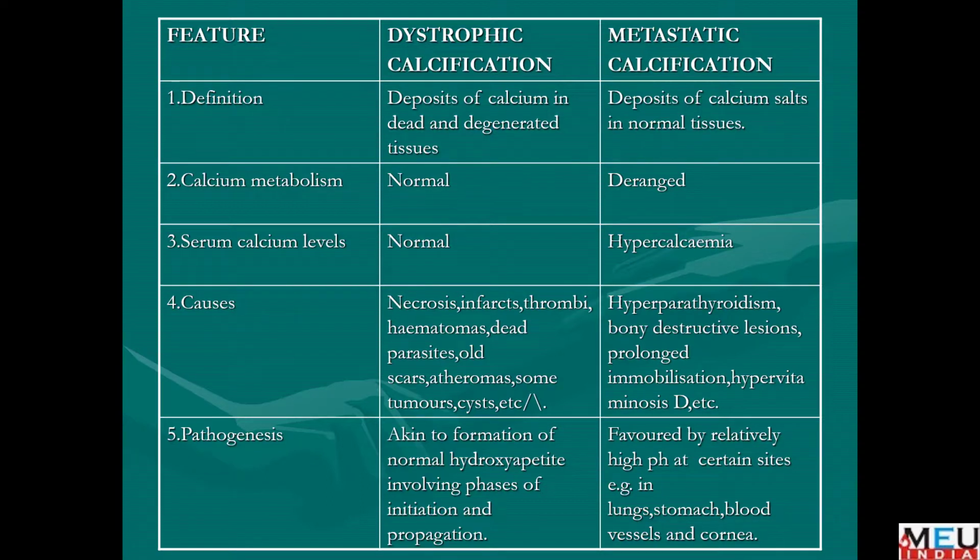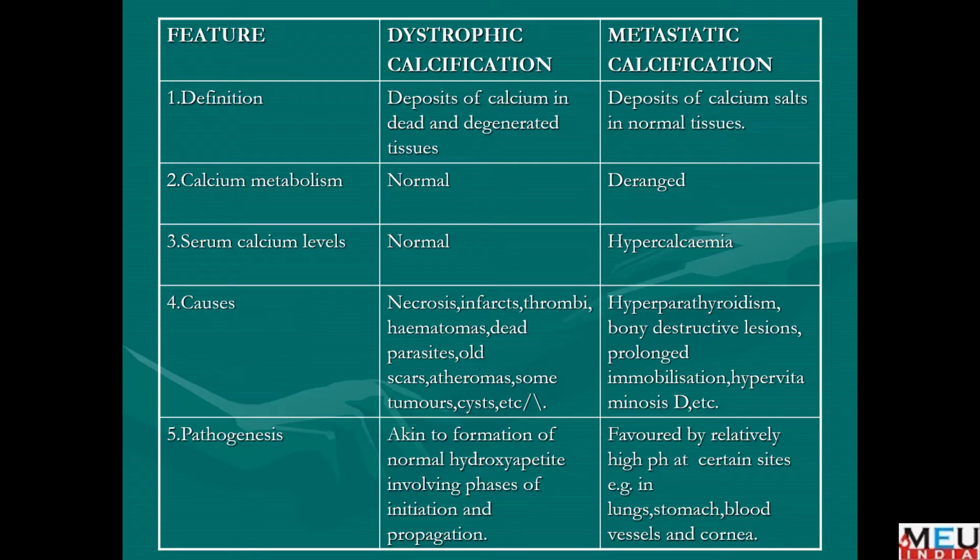The causes of dystrophic calcification are necrosis, infarcts, thrombi, hematoma, dead parasites, old scars, atheromas, and some tumors, cysts, etc. All these basically involve localized cell injury, while in metastatic calcification the causes are hyperparathyroidism, bony tissue lesions, prolonged immobilization, hypervitaminosis D, etc.